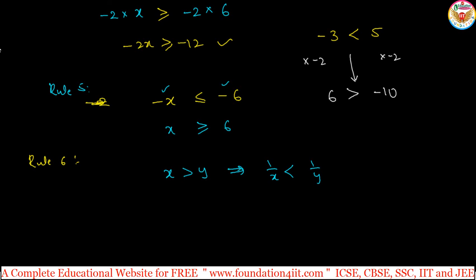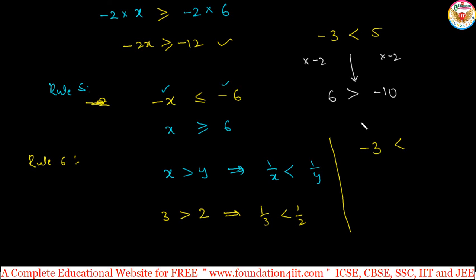Okay, let us see one example. 3 is greater than 2, right? But 1 by 3 is less than 1 by 2. Both must be positive or both negative, only in that case. Even minus 3 is less than 2, but one is negative and one is positive, so it should not be considered. So both must be negative.